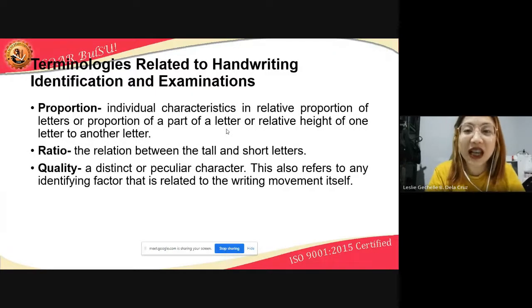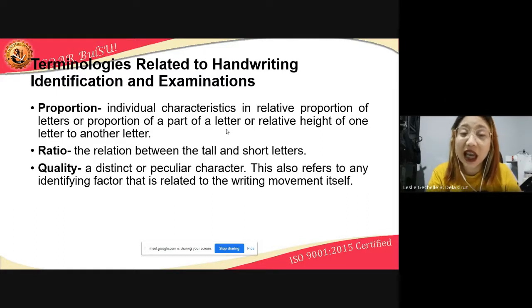Proportion: individual characteristics in relative proportion of letters, or proportion of a part of a letter, or relative height of one letter to another letter. Ratio is the relation between the tall and short letters. Quality is a distinct or peculiar character. This also refers to any identifying factor that is related to the writing movement itself.